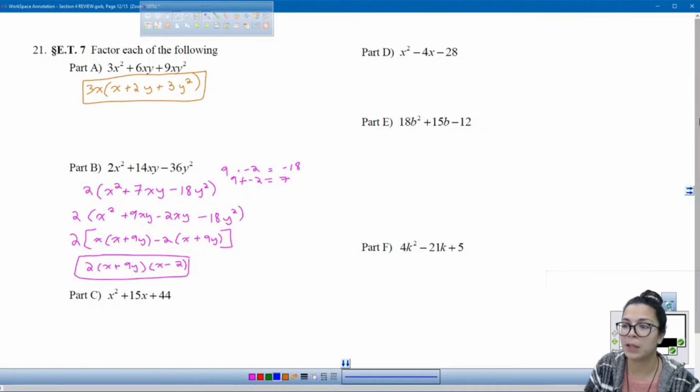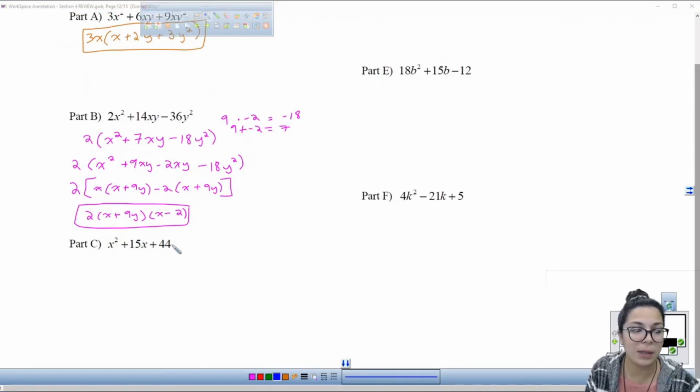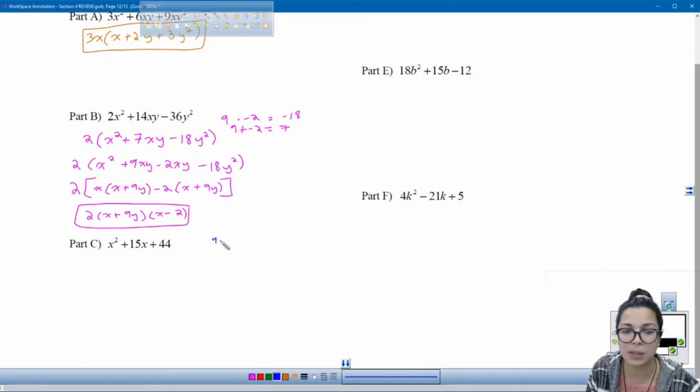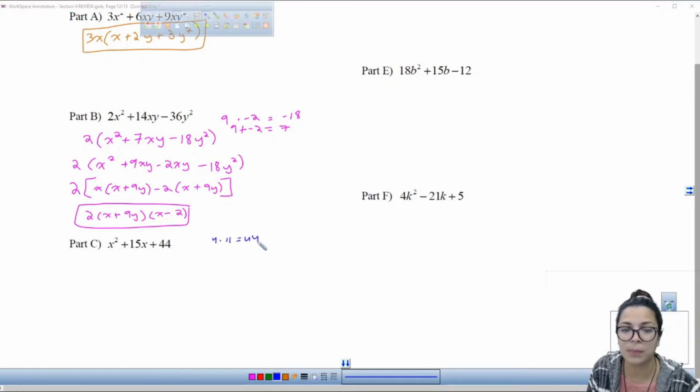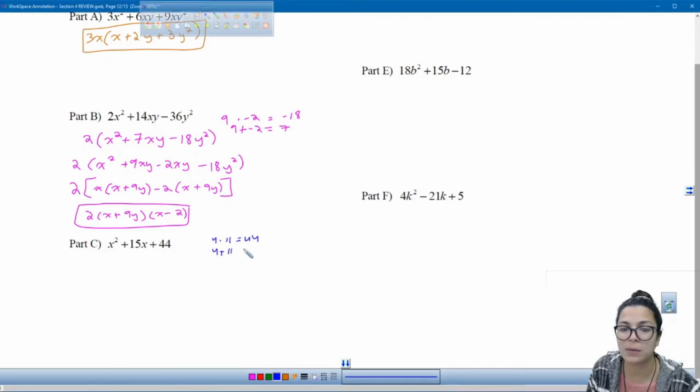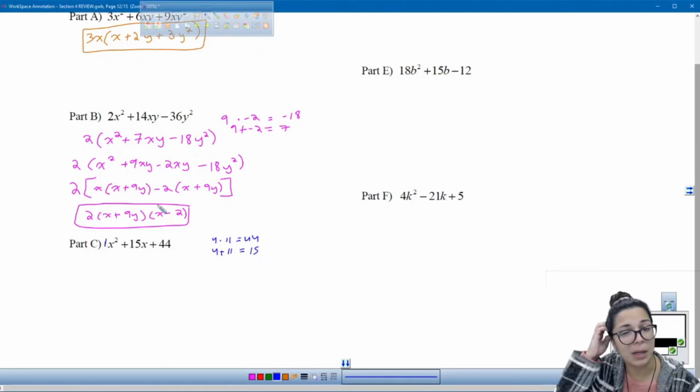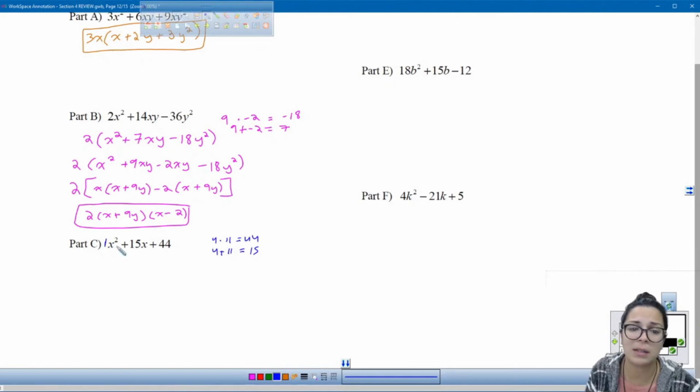All right, moving on to part C. On part C, we need to multiply to 44 and add to 15. Pretty easy. 4 times 11 is 44. 4 plus 11 is 15. And remember, when the coefficient is 1, you do not need to break up the middle. If the coefficient is 1 and it's simple, it's just one variable, no need to break up the middle. This will factor into x plus 4 times x plus 11.